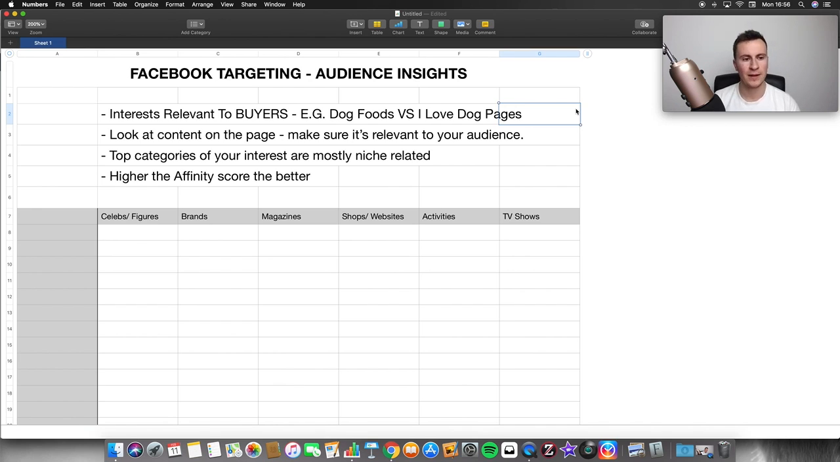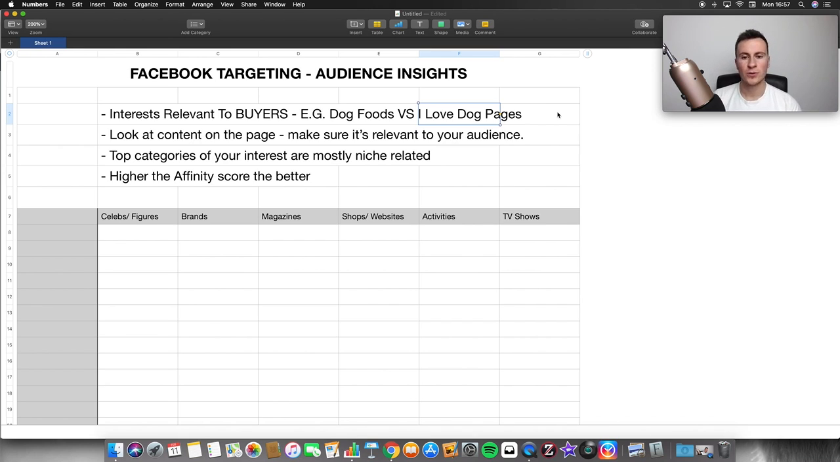So number one, then, make sure the interests are relevant to the buyers within your niche. So for example, if we're in the dog niche, there's two interests here: the dog foods versus I love dog pages. Now, the reason we want to target the interests that are relevant to the buyers is because they're already spending money within the niche. So for the example of the dog niche, if somebody's spending money within the dog niche, then the chances are they own a dog and therefore they're going to be interested in our dog product.